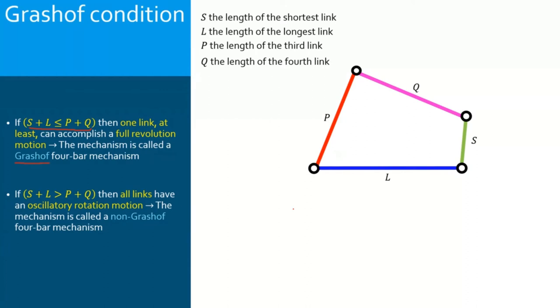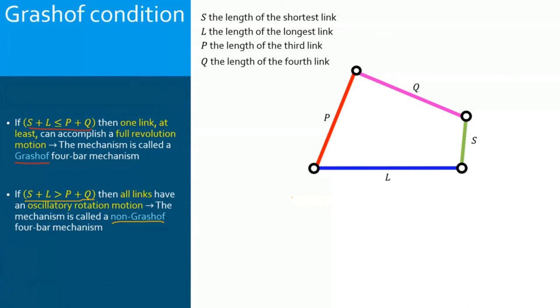If it is non-Grashof, for example, let's take this one, none of them will make a full revolution. All of them will just go back and forth. All of them will oscillate. So this is the first, the general Grashof condition, independent of any inversion.